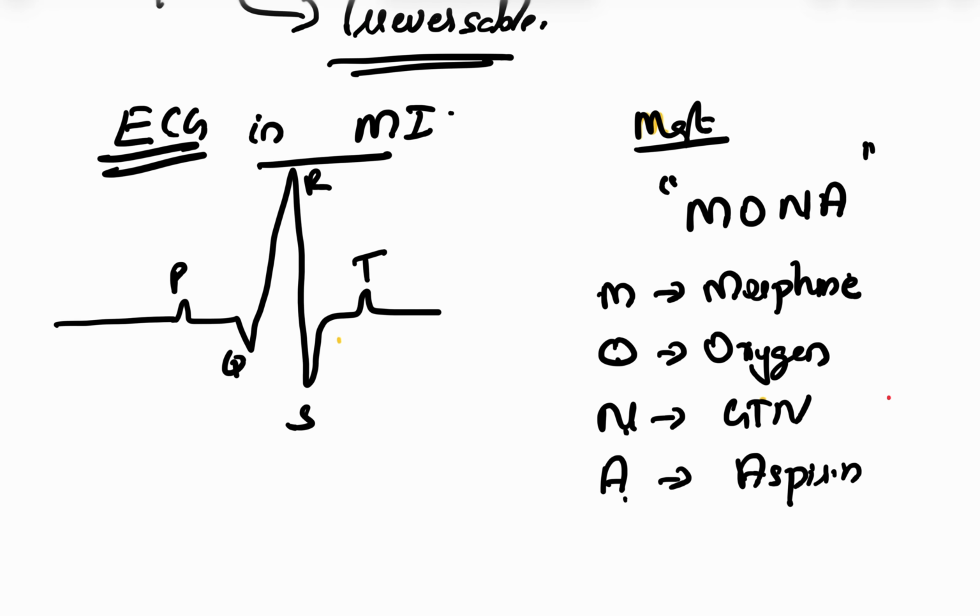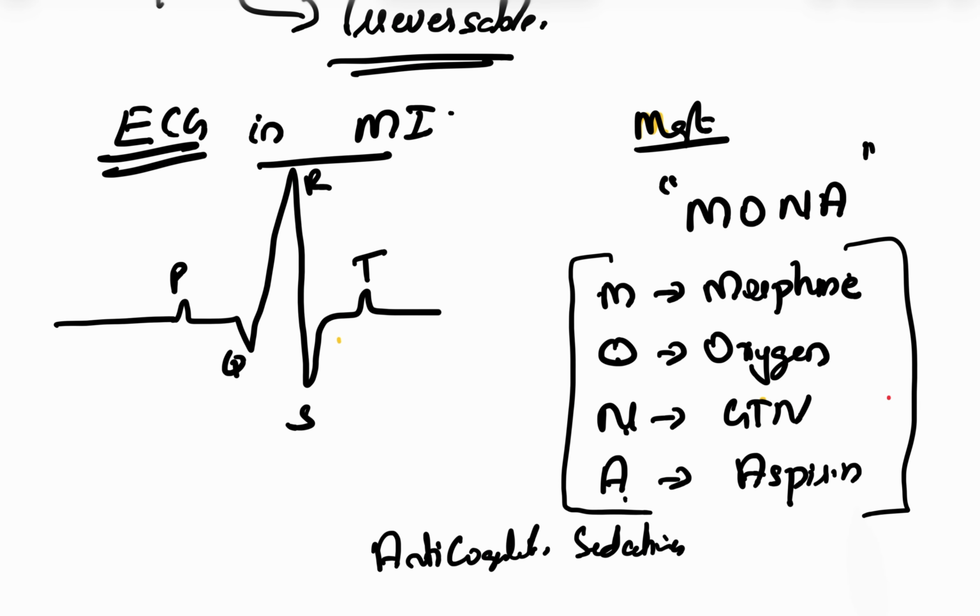And along with that, we can also give anticoagulants and sedatives for the patient for management of pain. Okay, so remember, management of myocardial infarction is MONA: morphine, oxygen, nitroglycerin, and aspirin.